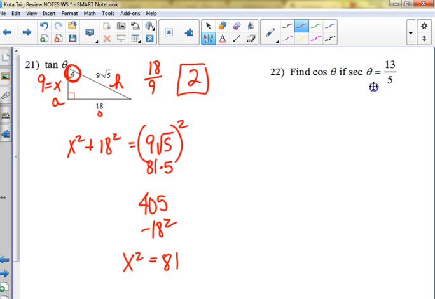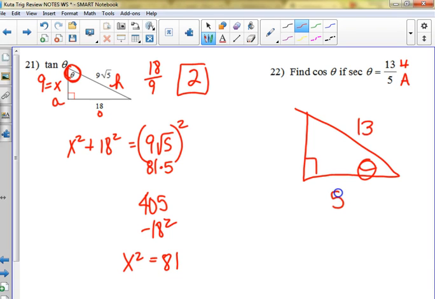All right. This one doesn't give us a picture. Can we draw the picture? Any way you want. Somewhere put theta. Make sure it has a right angle. What is secant? Flip of cosine. Cosine is adjacent over hypotenuse. So this is hypotenuse over adjacent. So 13 goes here. 5 goes here.